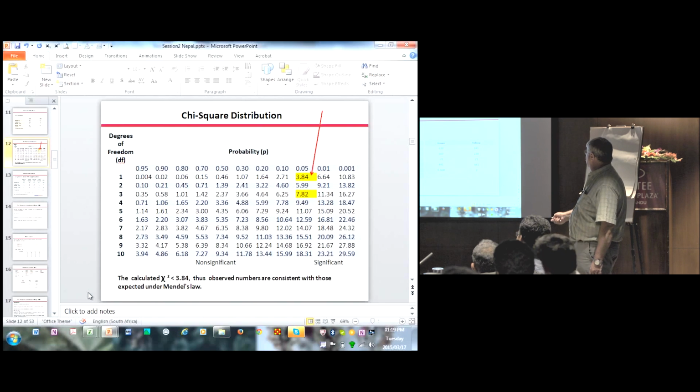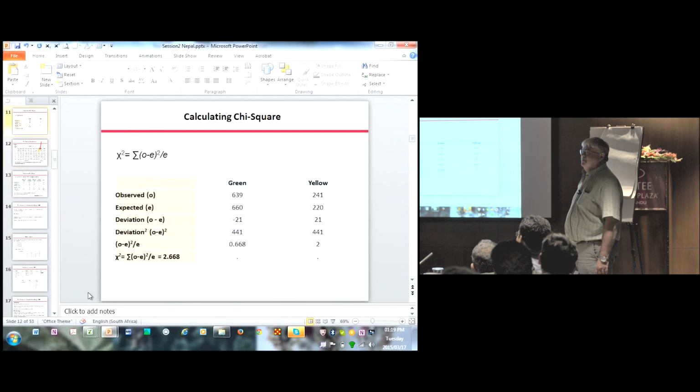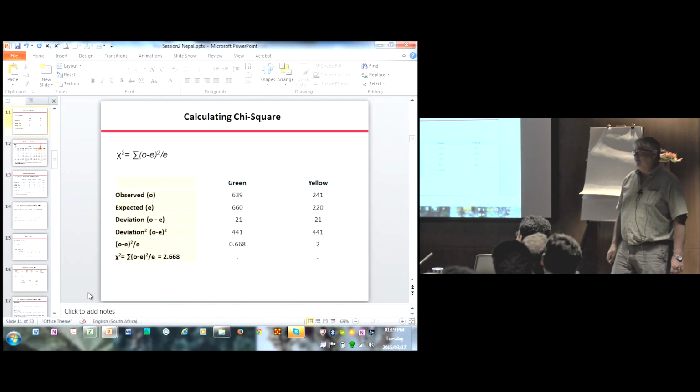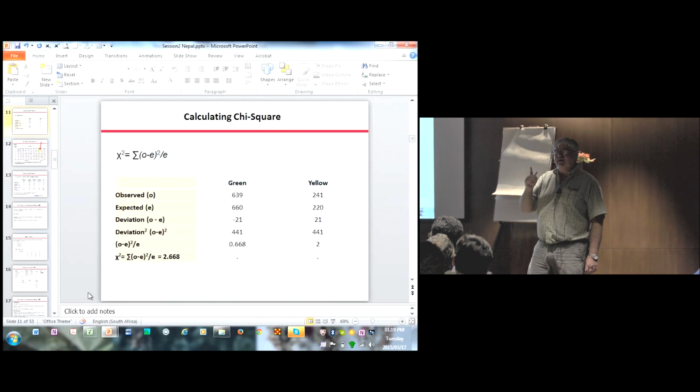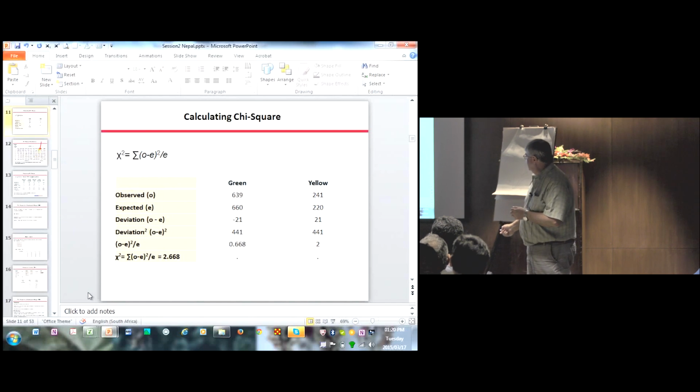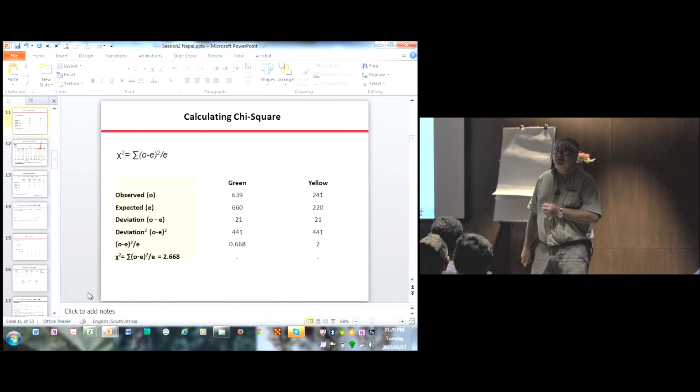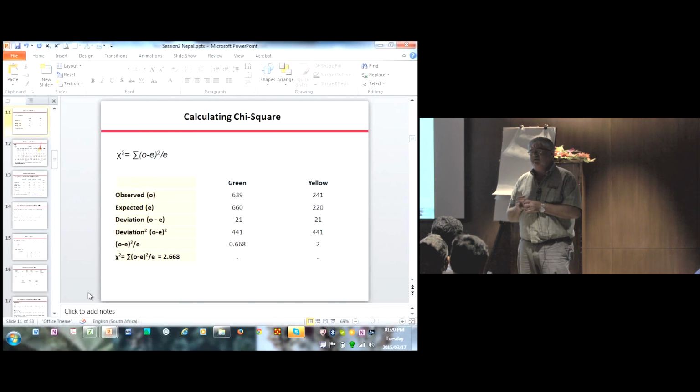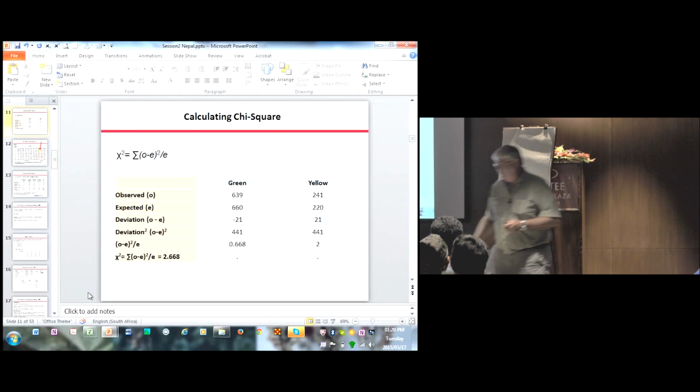Okay, that figure there is smaller than the chi-square table figure. So that I can then say that these figures fit my model of 3-to-1 segregation pattern. If that figure was bigger, then I'd say it's being affected by something else, and it doesn't fit the model. Now that is very simply the chi-square test, and the breeders will use it a lot.